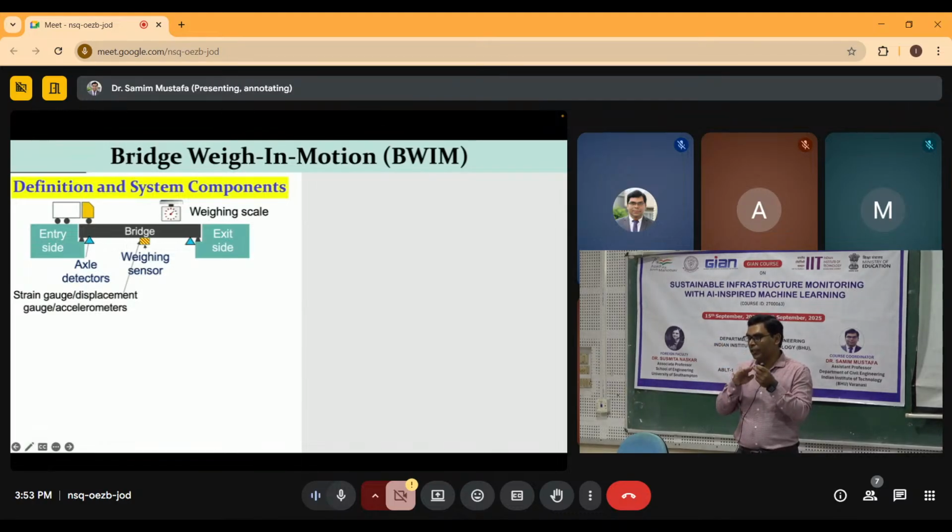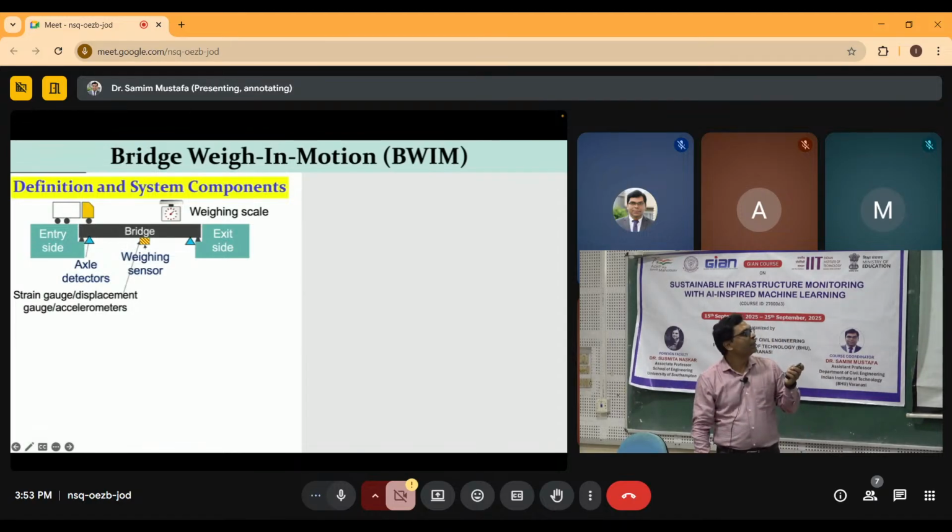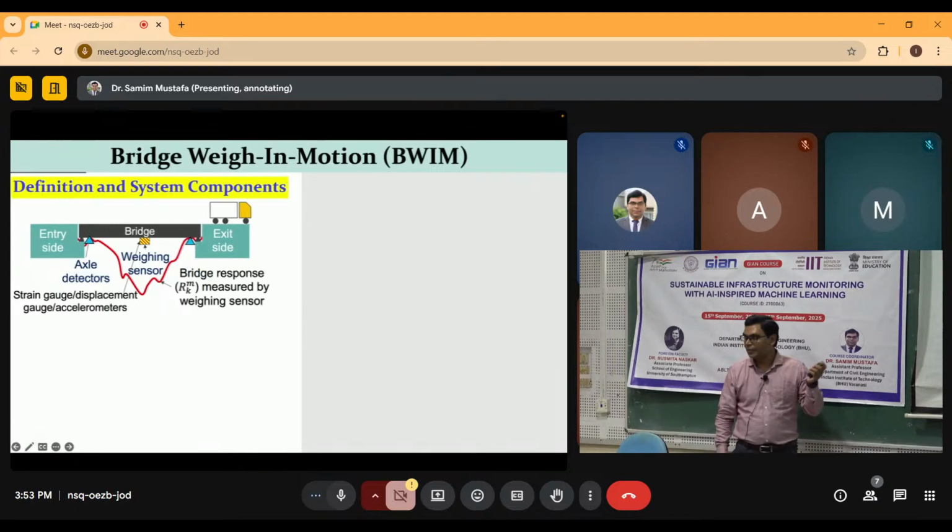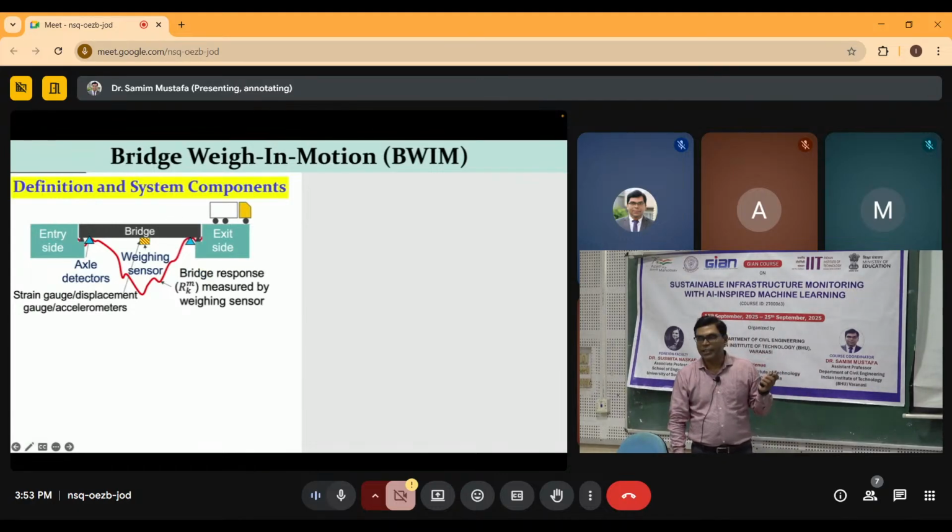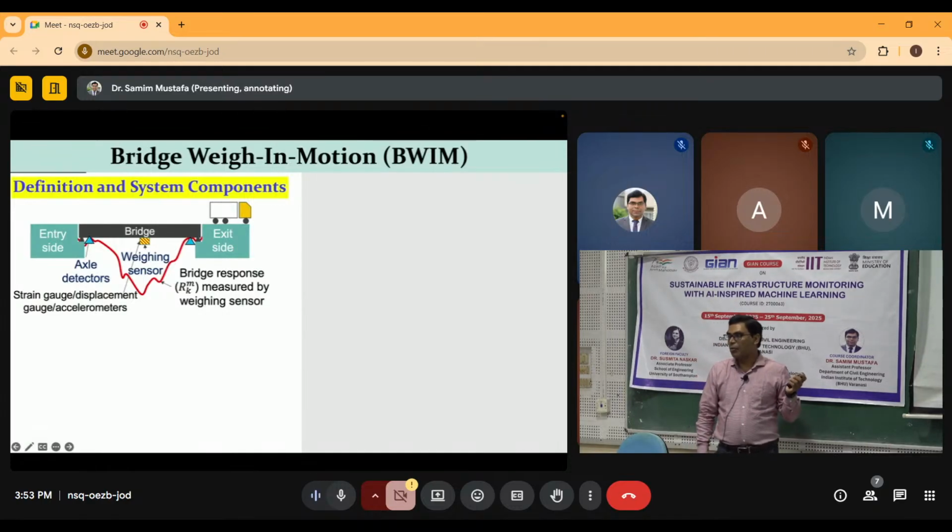So you not only detect the speed of the vehicle, axle spacing of the vehicle, and which type of vehicle it is, but you also have to determine the weight of the vehicle. Let's see a simple illustration. Suppose this vehicle is moving from here to there. This is the response caused by this vehicle, and it is measured by this sensor. From this response you have to determine the unknown weight of this vehicle. So how to determine it?